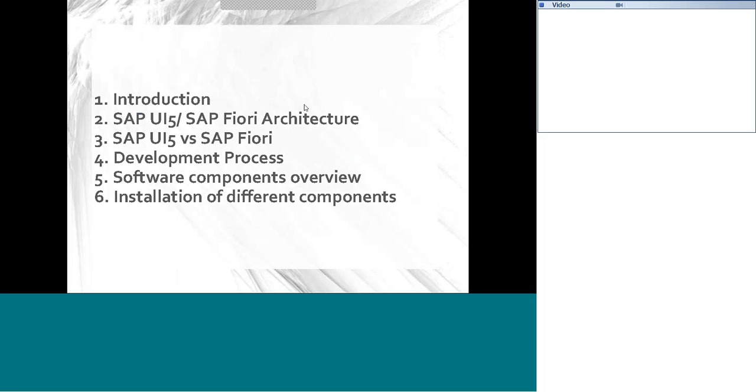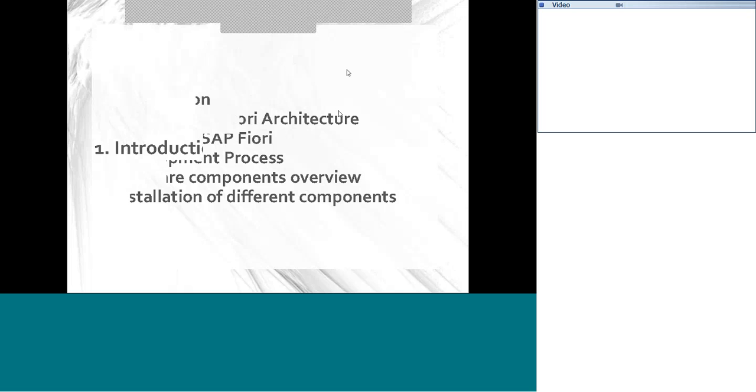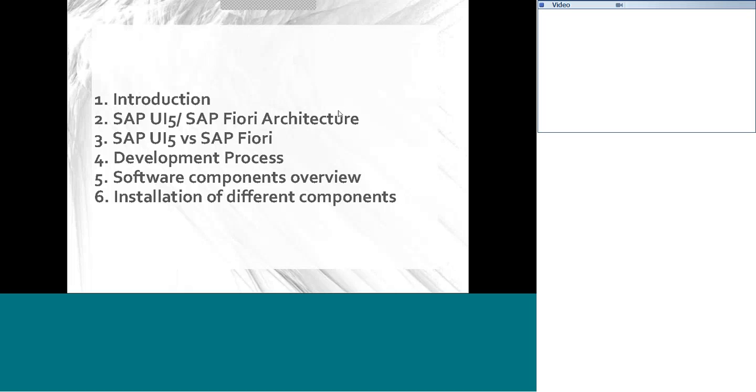Then we would look at the development process for the SAP Fiori or SAP UI5. It's all one and the same thing. Then a few software components overview, which is from the SAP point of view. When you are implementing SAP UI5 or Fiori, you would need to take care of these components. And then installation of different components. Installation of different components we'll probably take care of in another session, but right now I want to cover the first 5 pointers here.